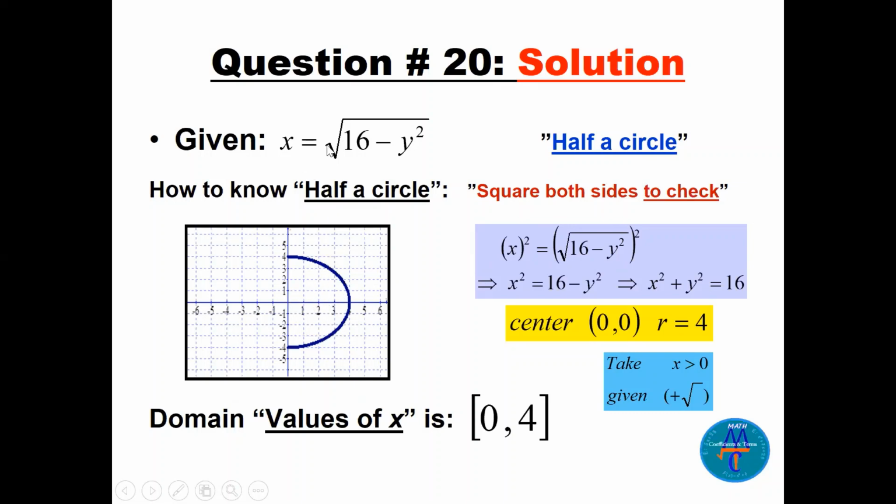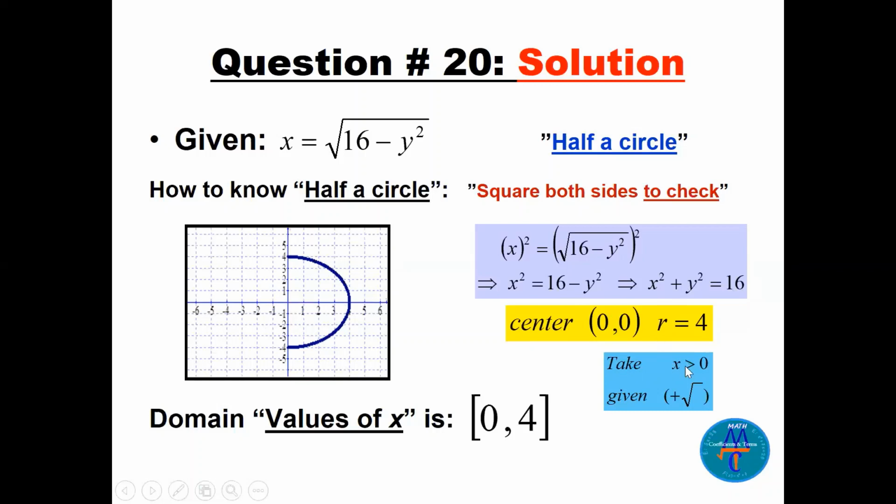x equals something positive. If you have a minus on the outside, you can take the half circle in quadrant 2 and 3, because x is negative. Now x is positive. So the center here is 0, 0 and radius 4. So instead of drawing the whole circle, you know that x squared plus y squared is equal to 16. That's a big circle, a whole circle.